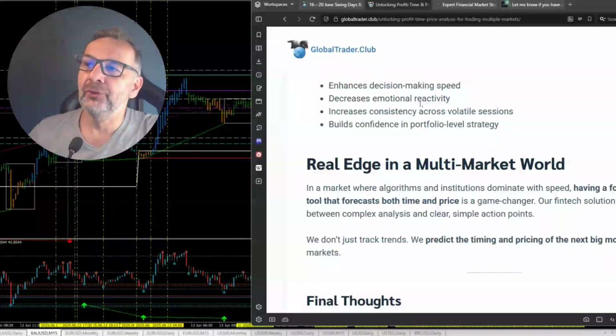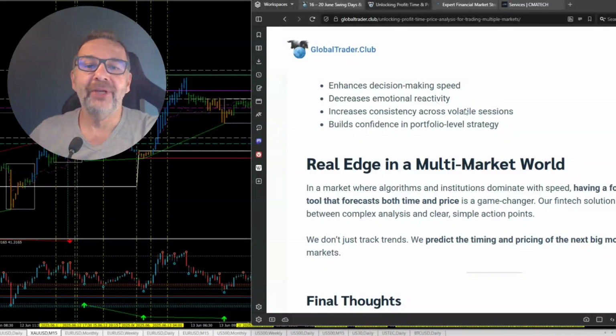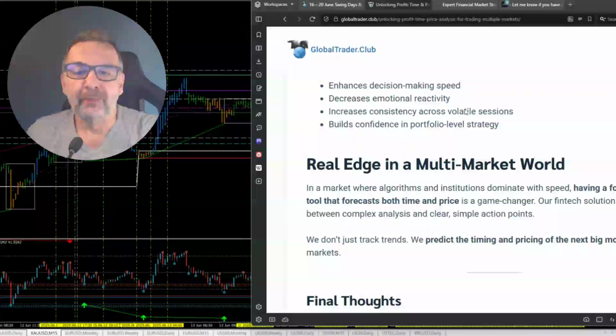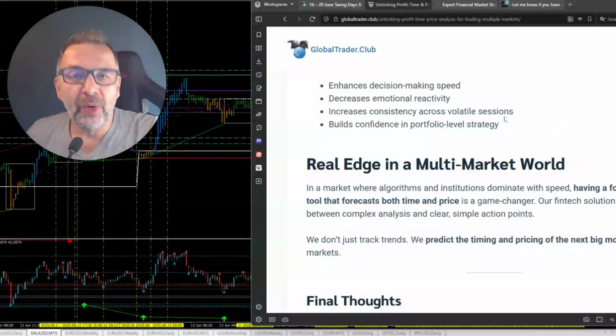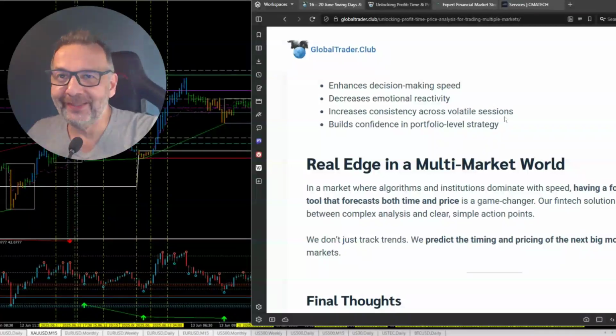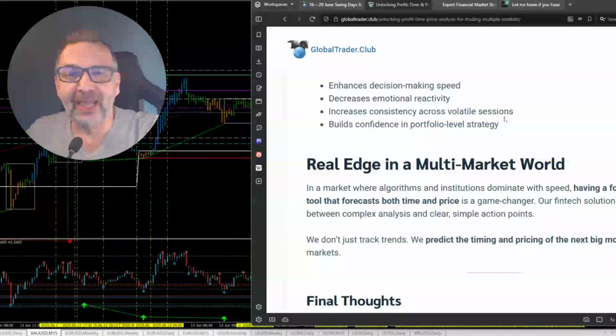It reduces your emotional reactivity. You just don't get emotional. If your time and price is wrong, you take a small hit, and then that's it. You look for the next position. It increases consistency. This is really important. Consistency across volatile sessions. You know when the volatility is. You know the days when the action's going to happen, and you've got the setup hours.